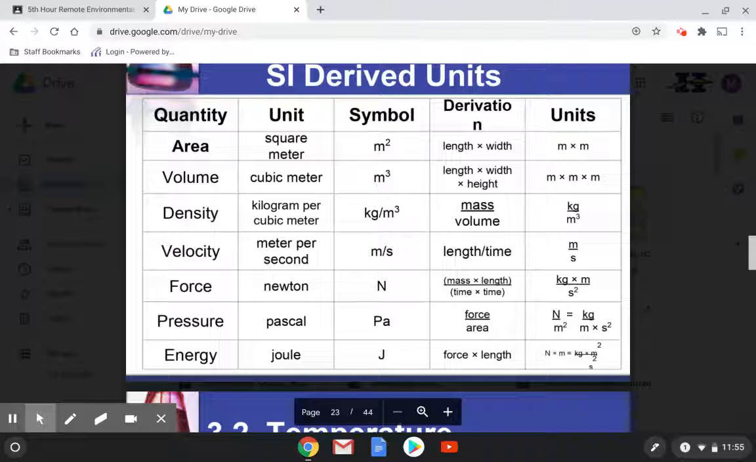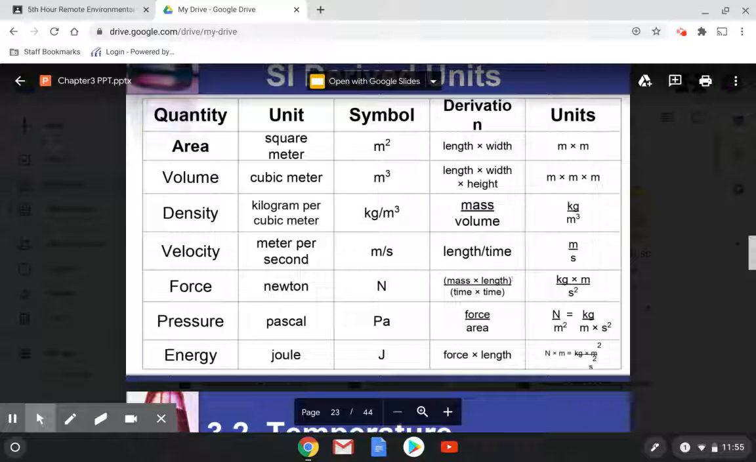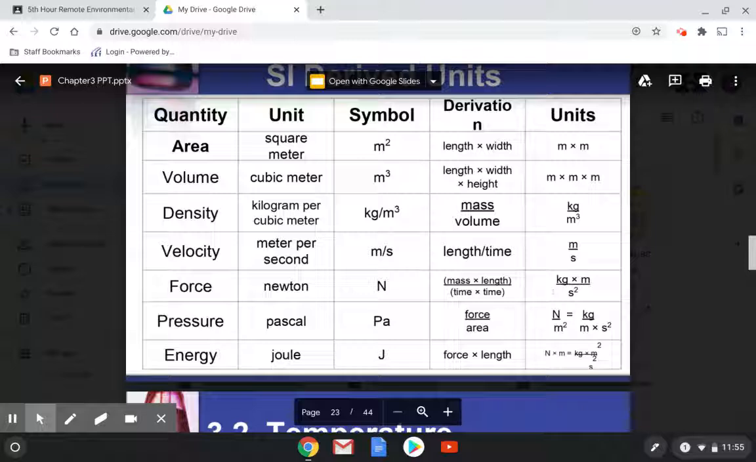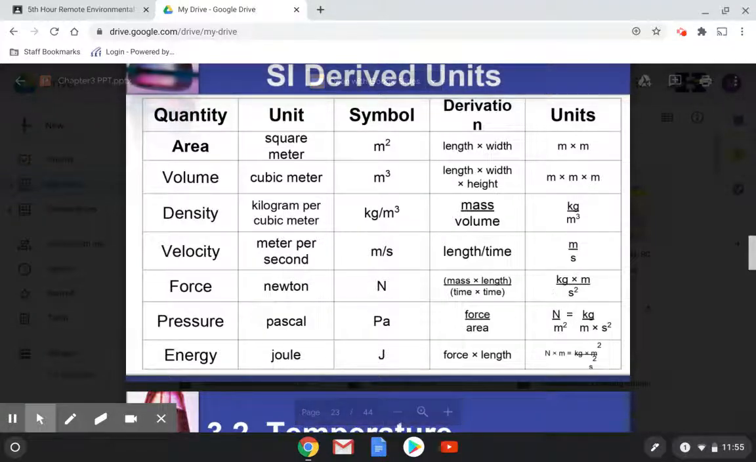Pressure, when we talk about pressure, we talk about pascals. So Pa would be force divided by area. So N is equal to kg times m. But again, when you talk about units, it would be N over m² is equal to kg over m times s squared. And again, that deals with algebra and equaling that out that way.